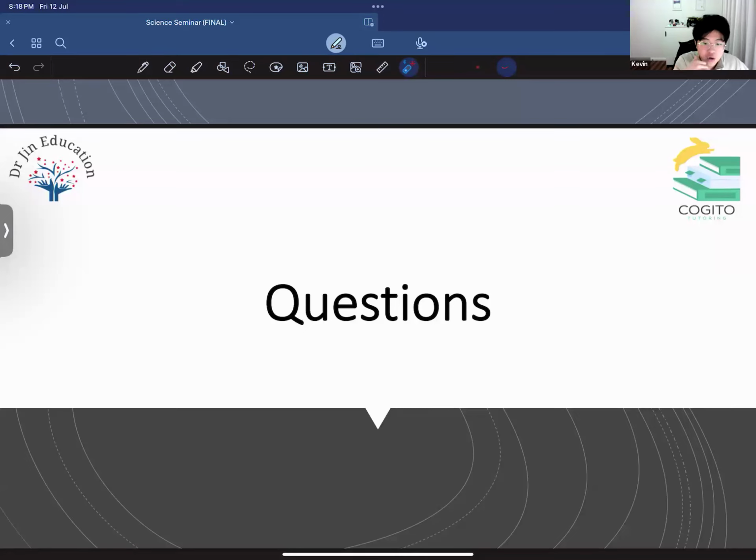Now, how long should a report be? Reports may be different lengths. Because you guys are younger, maybe it'll be like 400 words, 500 words in total. But as you get older, towards university, it could be 2,000 words. It could be 3,000 words. But your teachers will tell you how many words it should be.